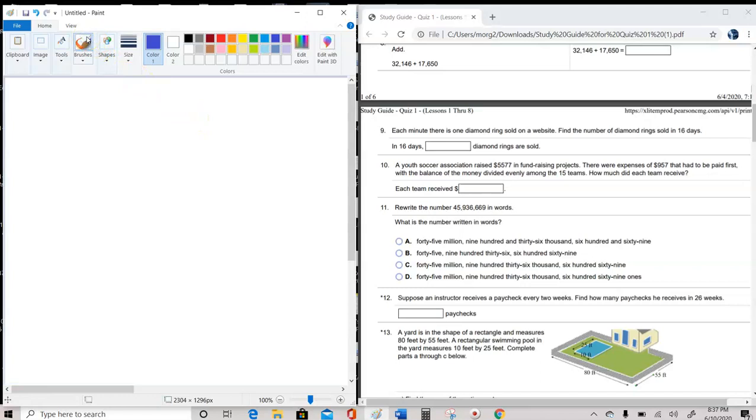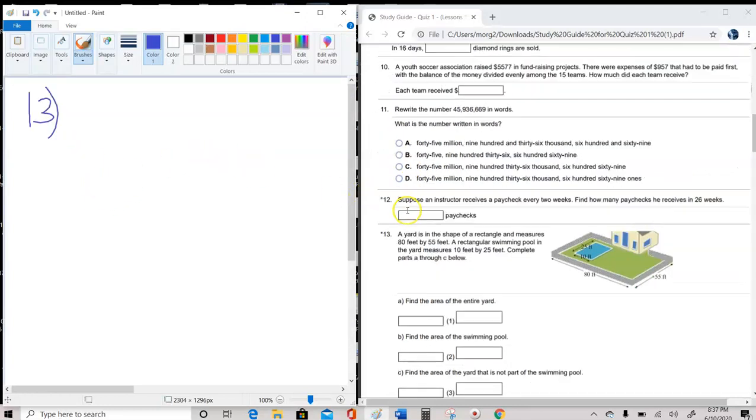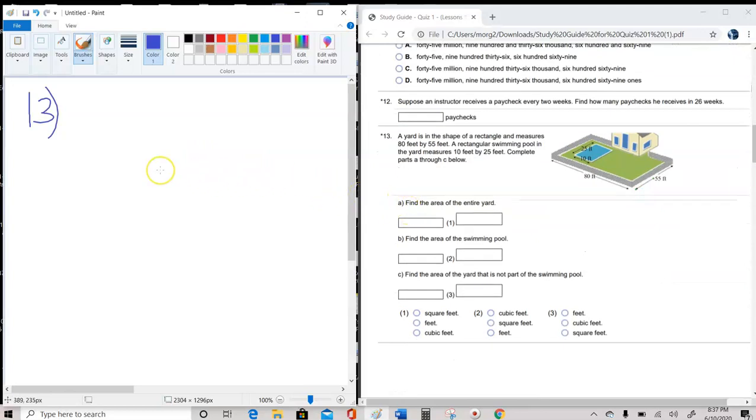Question 13. A yard is in the shape of a rectangle and measures 80 by 55 feet. A rectangular swimming pool in the yard measures 10 by 25 feet. Complete parts A through C below. Part A, find the area of the entire yard. That's just length times width. So we'll multiply 55 by 80.